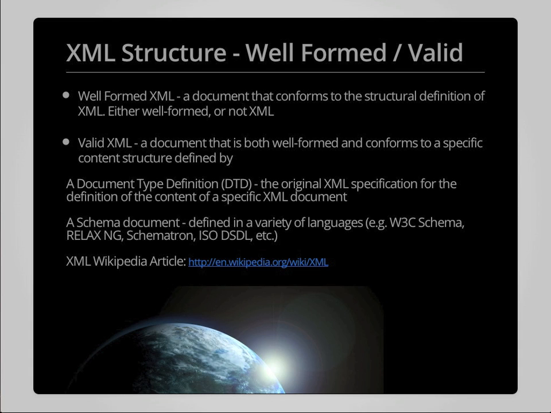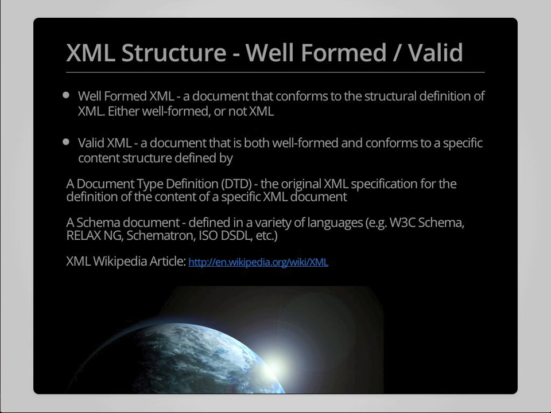And the two methods for defining that design are basically the document type definition, or DTD, which was the original specification for how you could define the elements and their ordering in relationship to each other. Or more recently, the introduction of what are called XML schemas, where XML schemas can be defined in a variety of languages. So there's not just one schema language, but there are a number of them that have been developed out there.